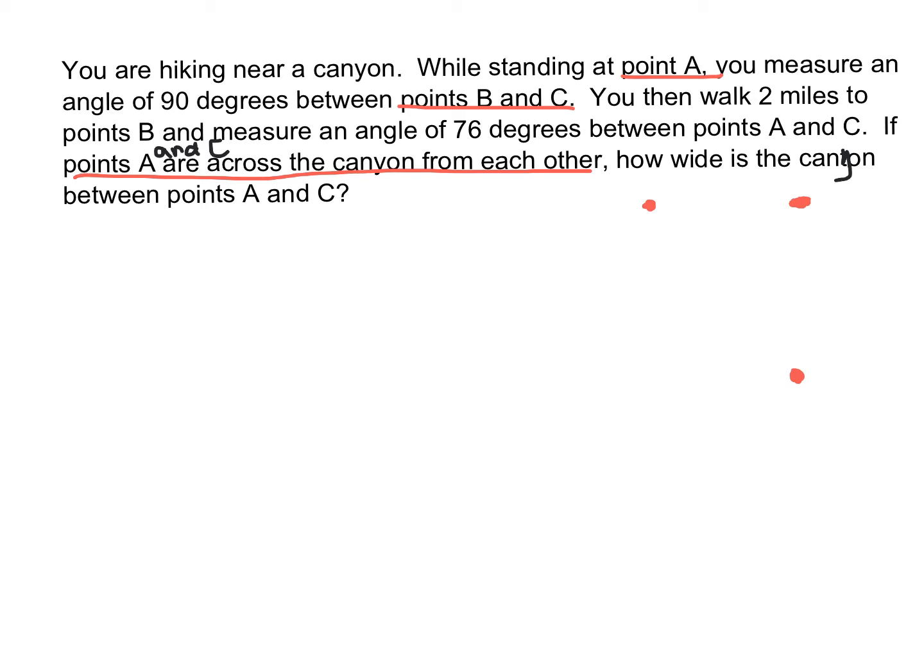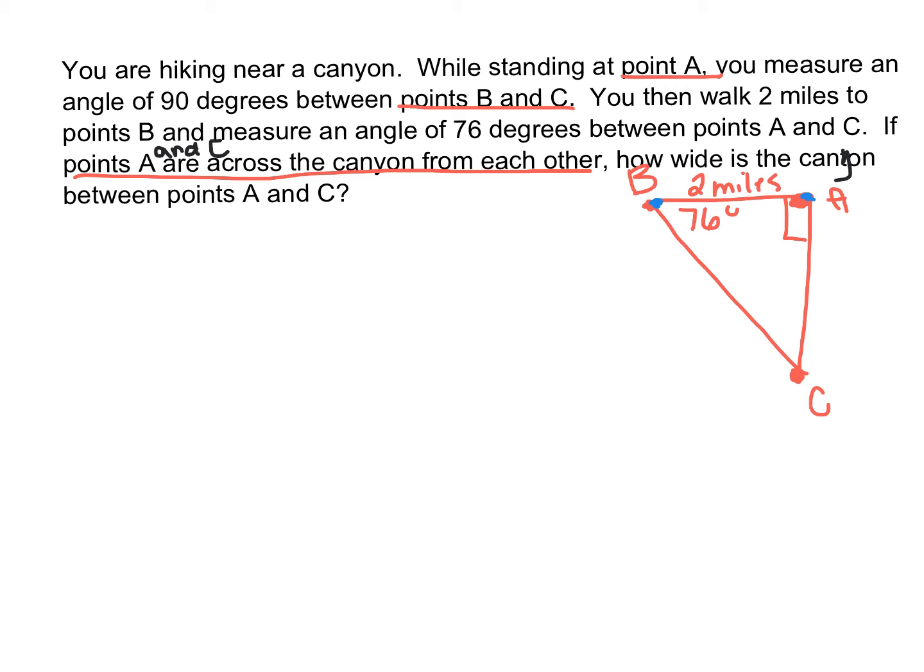So what we notice is that if we're standing at point A, the measure between B and C is 90 degrees. So what that's telling us is if we're standing at A and we're measuring the angle between these two, this is a 90-degree angle. Then it's saying we walked 2 miles to point B, and then the angle between A and C is 76 degrees. So just by reading that little bit of information, we were able to draw two angles, the angles between B and C and the angle between A and C. And then we were able to label that side length of 2 miles.